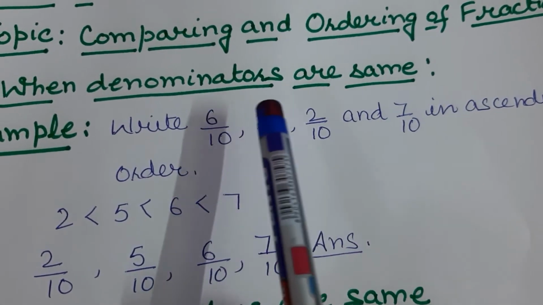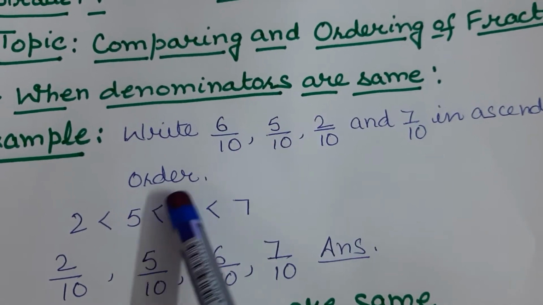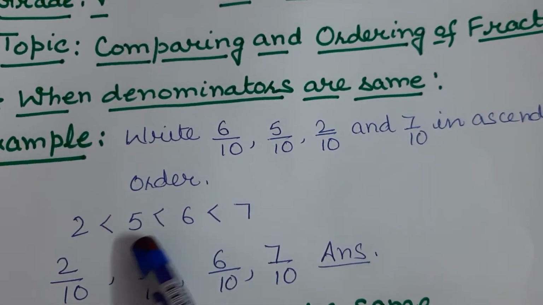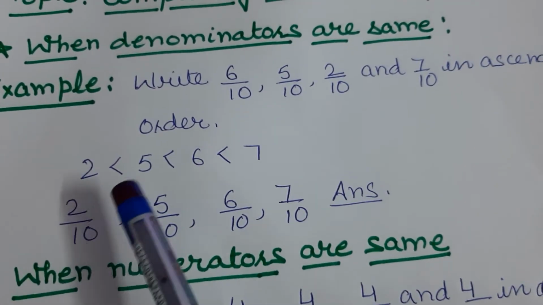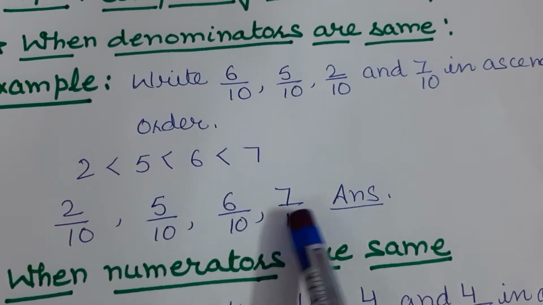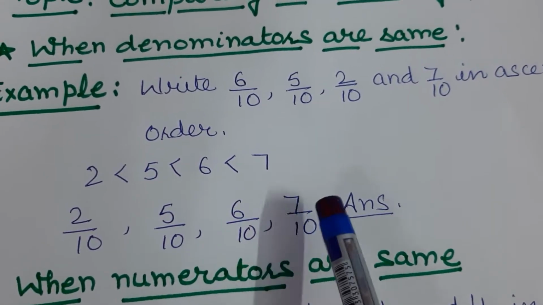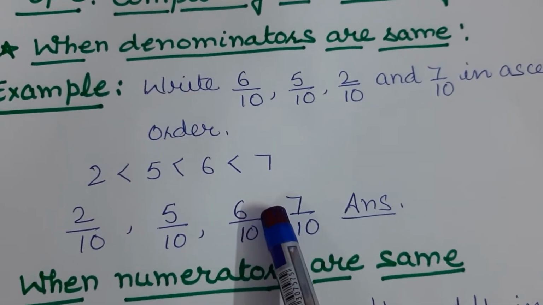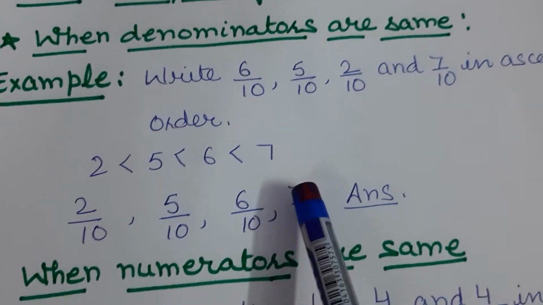So first we will write the smallest one. Amongst these four numbers, 2 is the smallest. 2 is less than 5, less than 6, less than 7. So this is the ascending order of numerators. And the same you can write: if the numerator sequence is this, then the fraction sequence will be the same. So 2 by 10 will be less than 5 by 10, less than 6 by 10, and less than 7 by 10. So 7 by 10 is the greatest fraction in this. You have already done this in your lower classes.